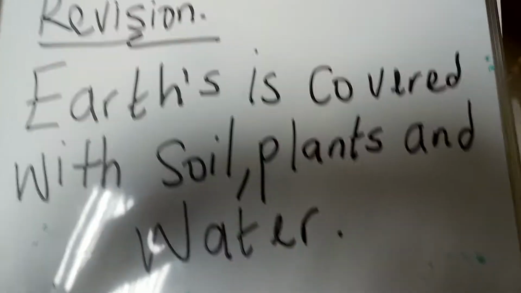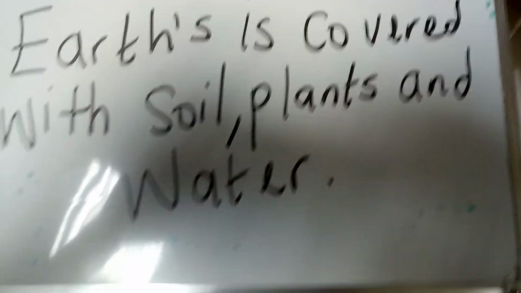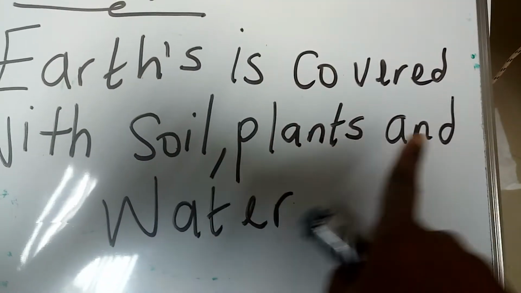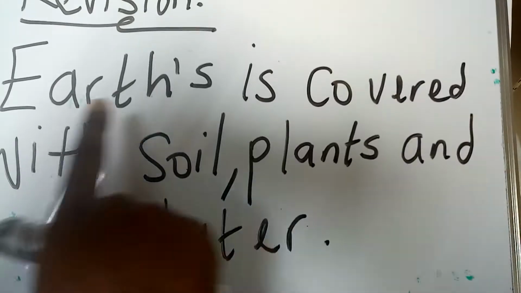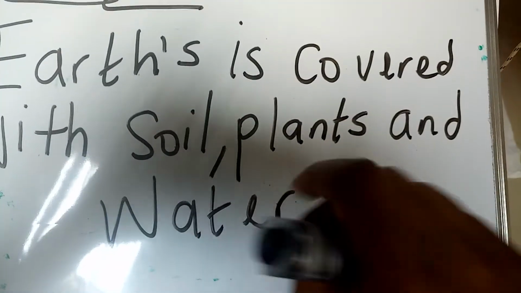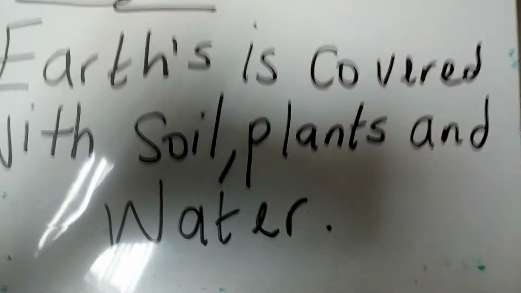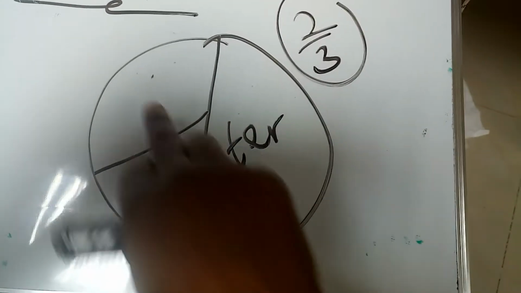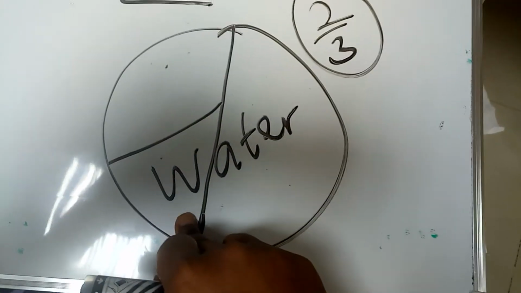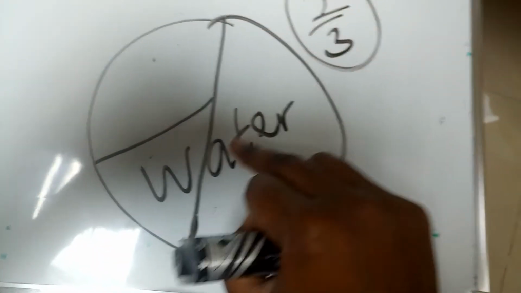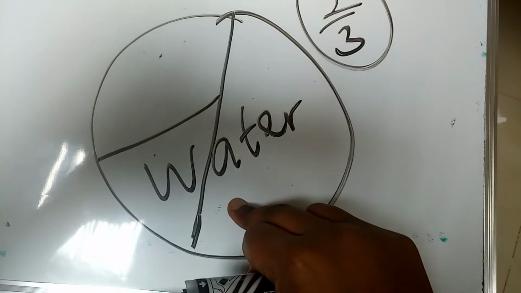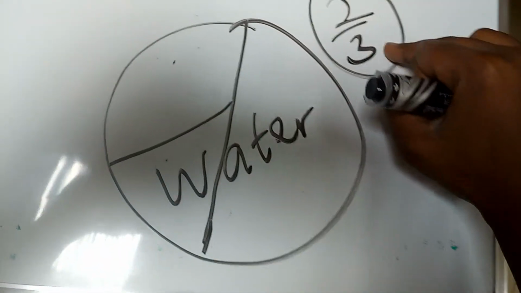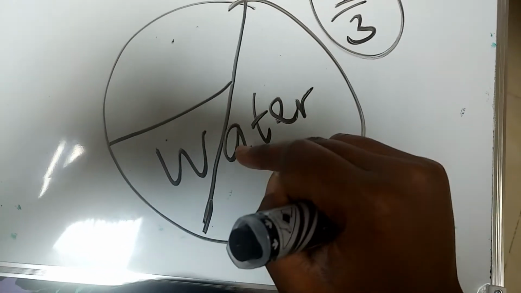and the meaning. Then okay, let's start with what are the things that earth is covered with. Now earth is covered with soil, plant and water. Now I try to divide this circle into 3. This is one part, and this is one part. Then I told you 2/3 of the earth's surface is covered with water. 2/3 of the earth's surface is covered by what?